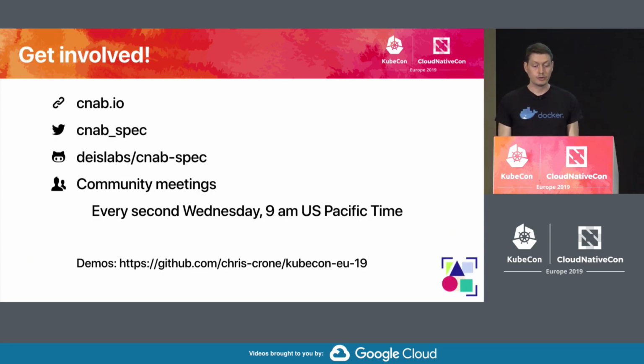So what do we need from you? Well, we need you to get involved. We have, as I said, open meetings every second Wednesday at 9 a.m. US Pacific time. We have the spec up on GitHub at Deis Labs CNAB spec. We have Twitter accounts, and there's a website, cnab.io, that has everything you need to know about CNAB if you'd like to find out more.